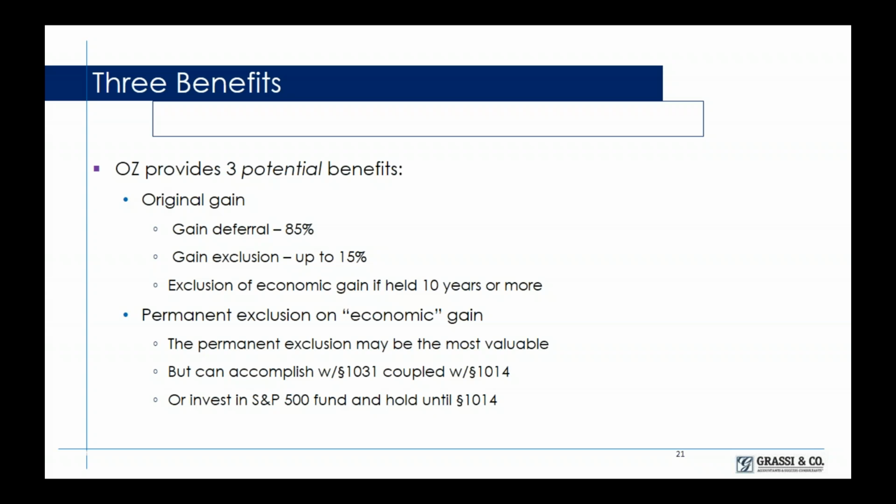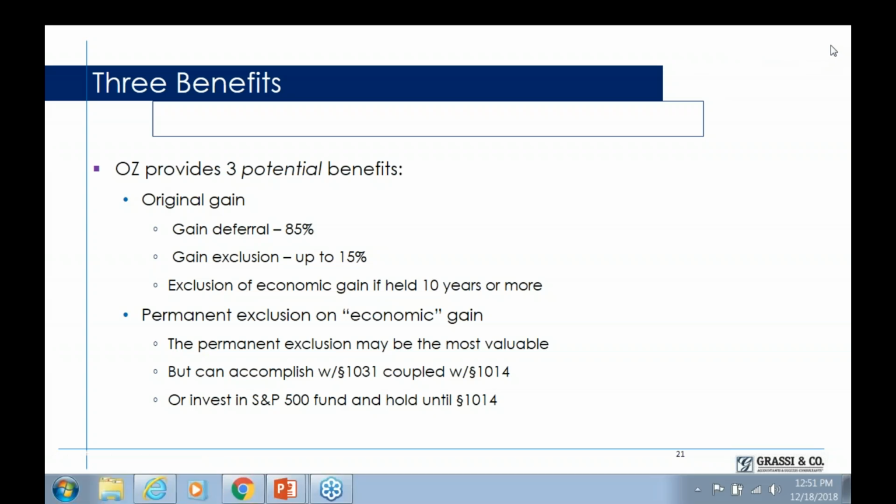And then the big bogey is I could potentially get a permanent exclusion on the economic gain if I hold that investment for 10 years at a minimum, and any future appreciation will not be subject to tax. That is the main benefit of these opportunity zones. But again, understand where you're investing. You're investing in an economically distressed area, and you need to hope that it's going to come back in order for you to realize that gain.